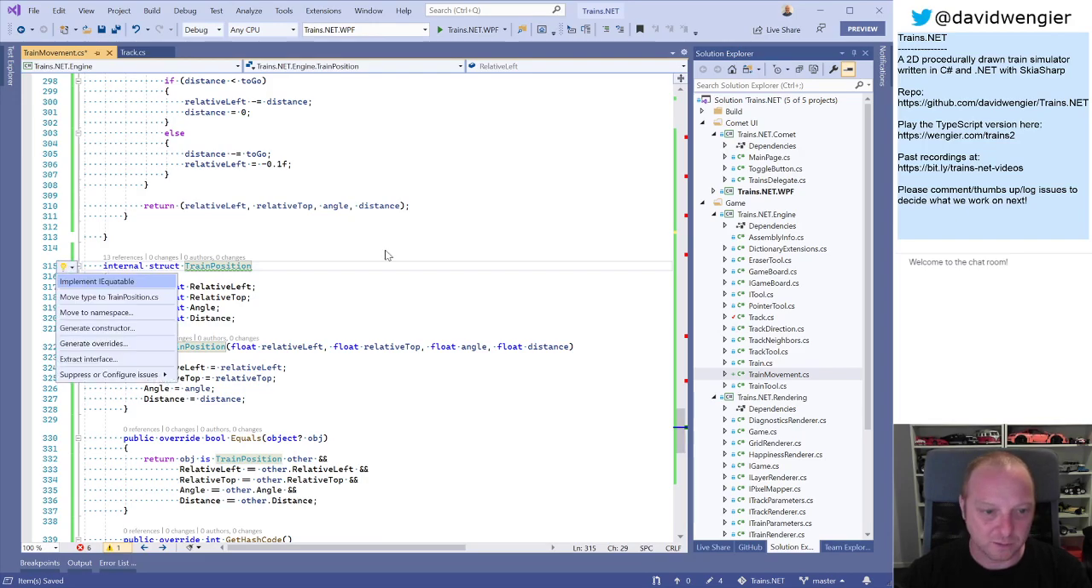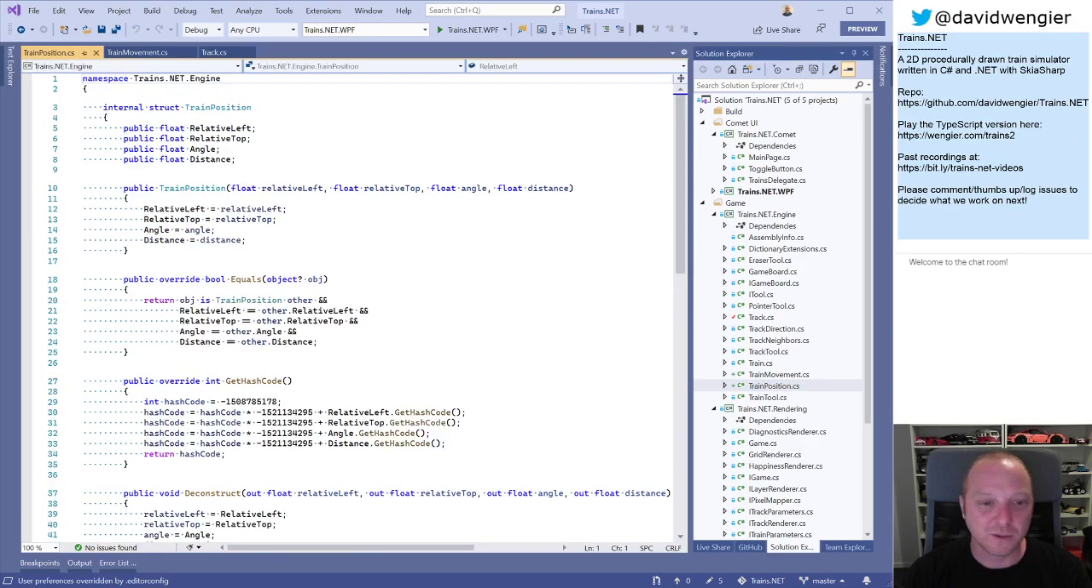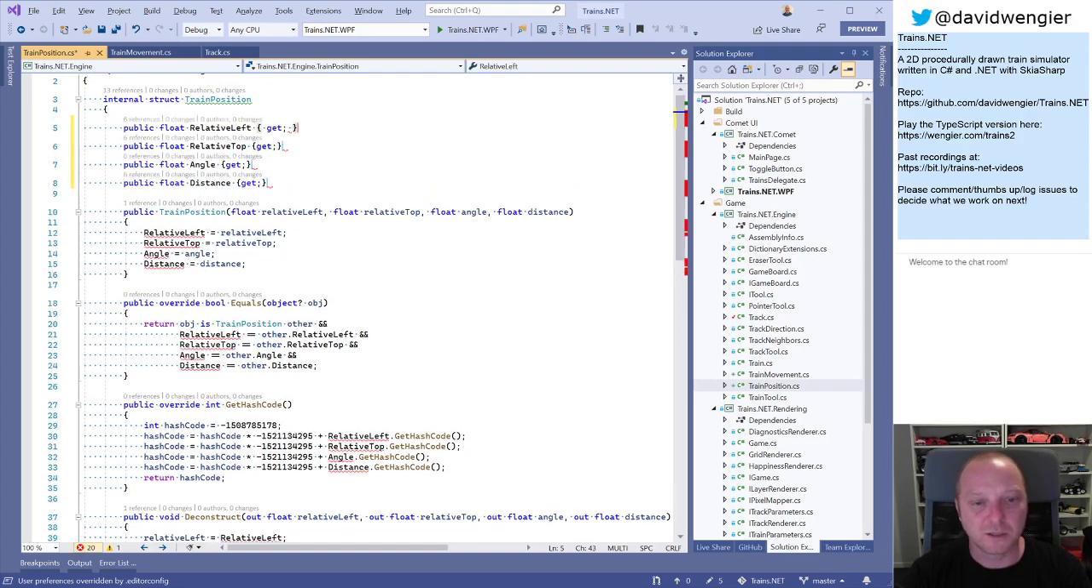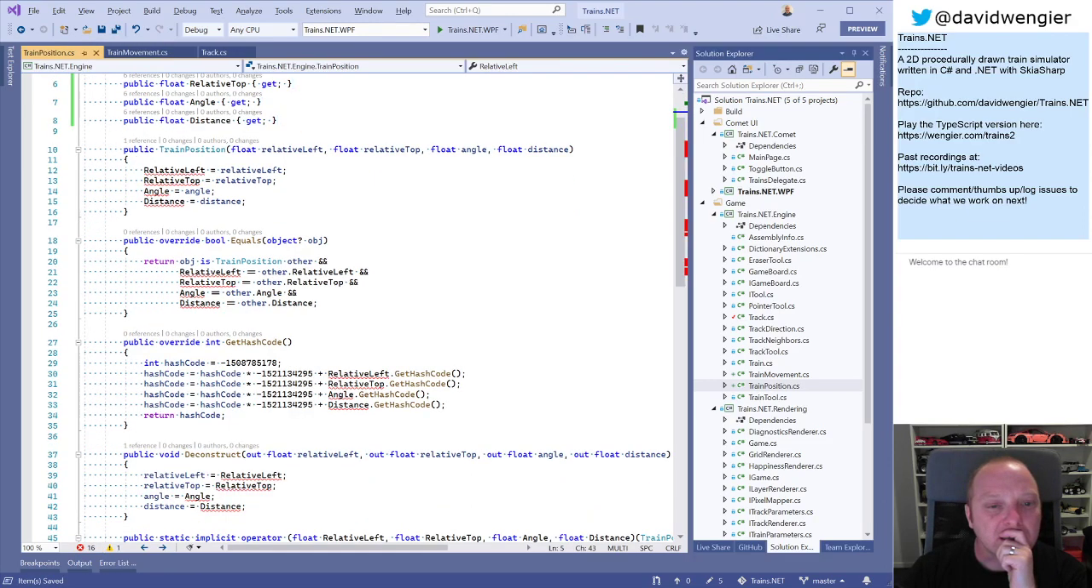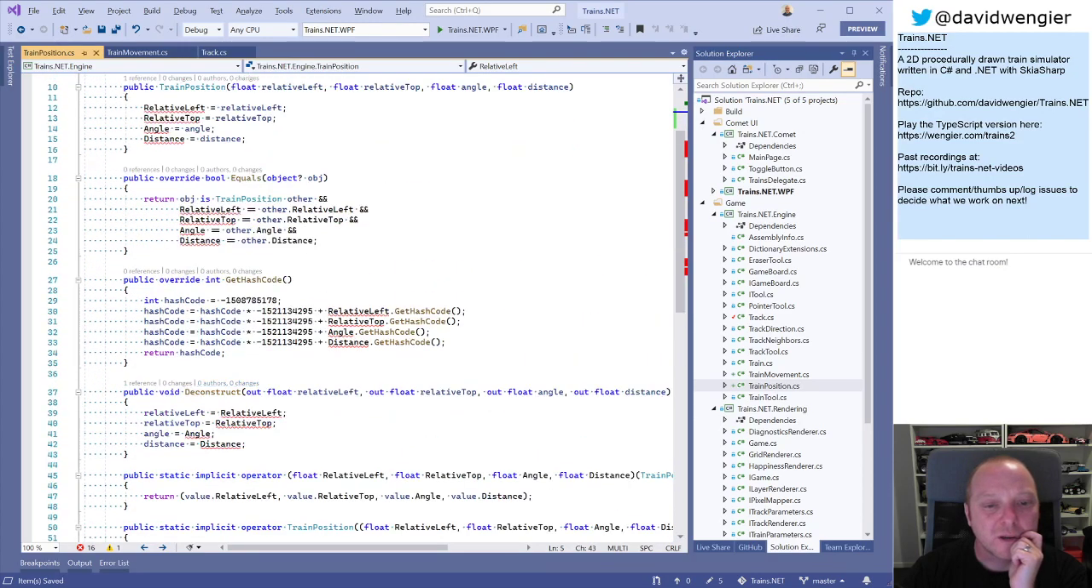Can I extract this to a file? Oh, move to type. Look at that. Thank you, Rosalind. You are awesome, helping me every step of the way. I'm not in love with public floats. I think I'd rather have getters and probably... Actually, do we need setters? We don't.